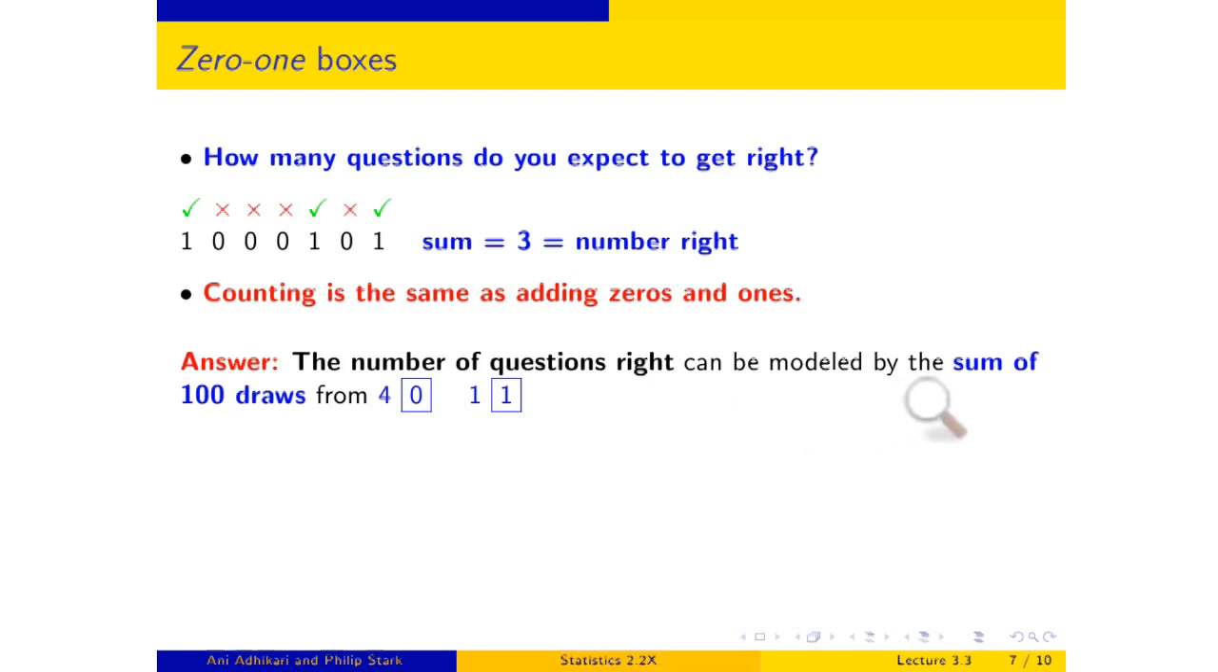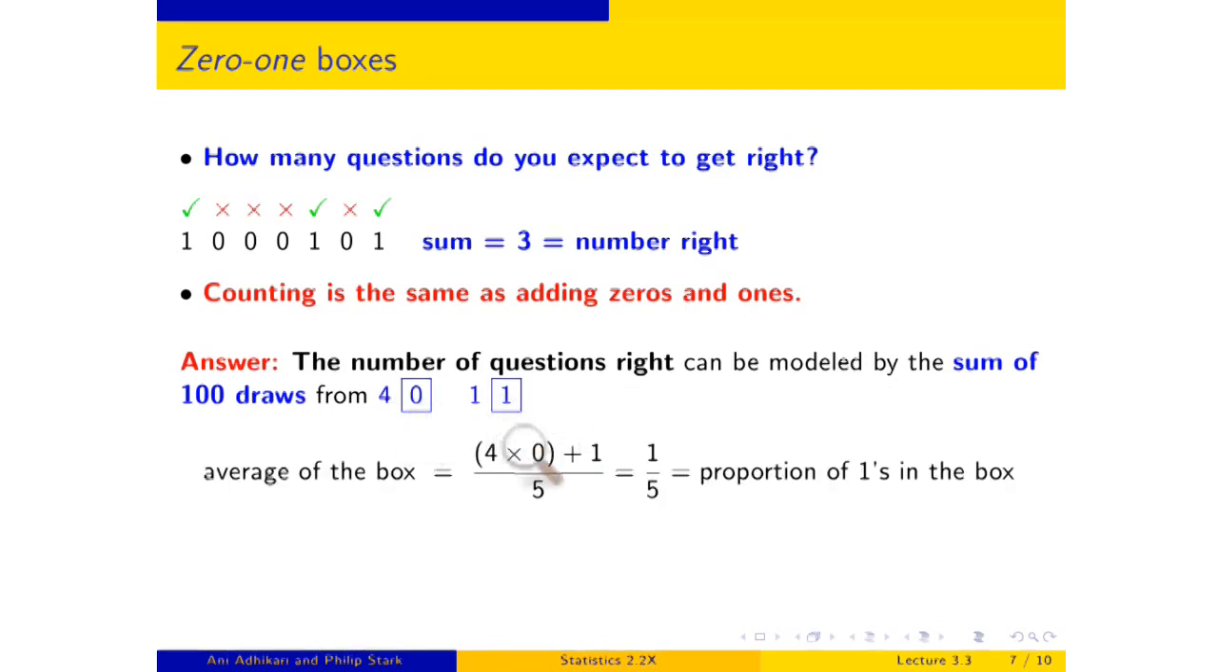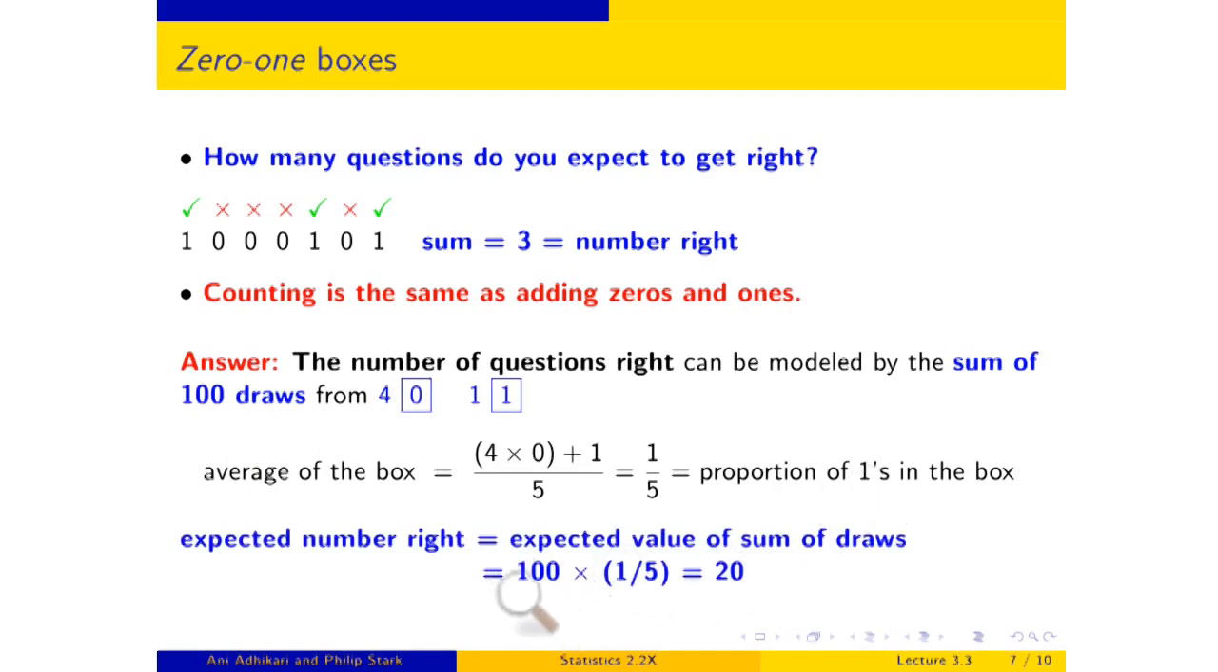So how many do we expect to get right? Well, it's the number of draws, that's 100, times the average of this box. And what's the average of that box? 4 zeros plus a 1 divided by 5, that's 1 divided by 5, and it's a very important observation that if you have a 0-1 box, as you do here, the average is the proportion of ones in the box. And so how many questions do you expect to get right? By formula, number of draws times the average of the box, 20, and that was the natural calculation that you were doing.